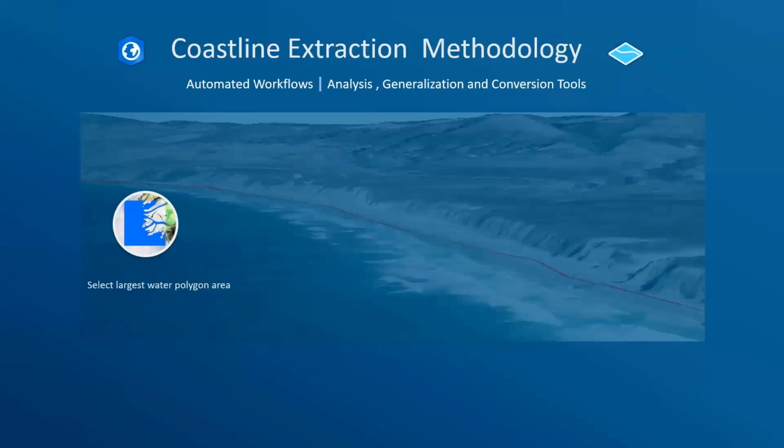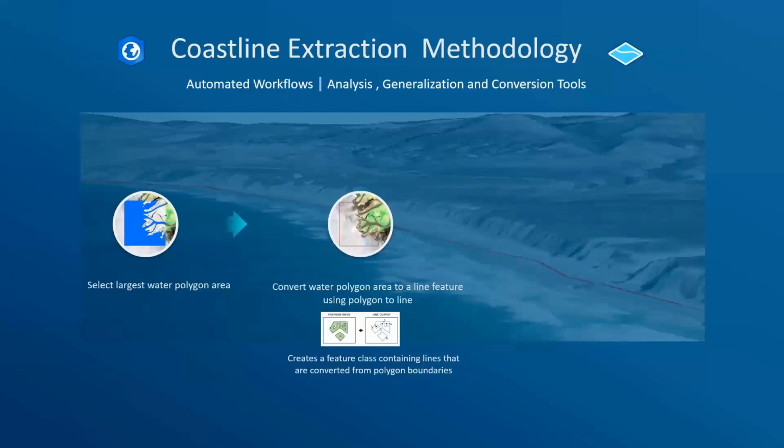Then in the next automated steps of the workflow, we are applying analysis, generalization and conversion tools. And to do that, we selected the largest water polygon area, then convert the water polygon area to a line feature using polygon to line. Basically it creates a feature class containing the lines that are converted from the polygon boundaries, as illustrated here.